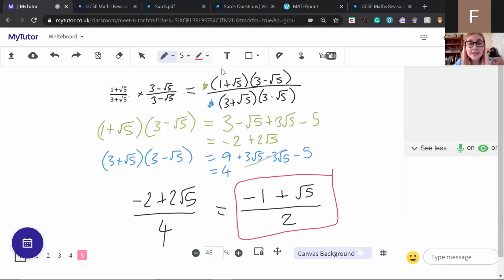So the key step to remember from that is that we multiply it by whatever's on the bottom, almost like the opposite of that, so that you've got something plus something, something minus something. That's the key thing to remember. And then all we've done here is just use the FOIL method to expand out both and simplify it. Yeah, hopefully that makes sense.